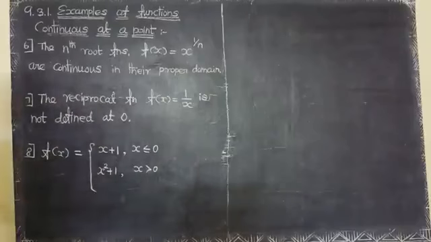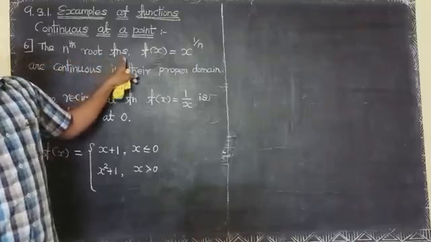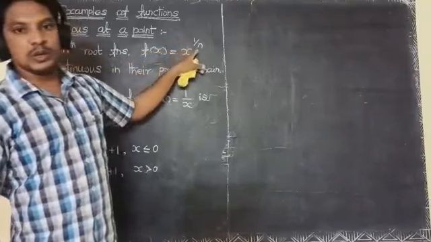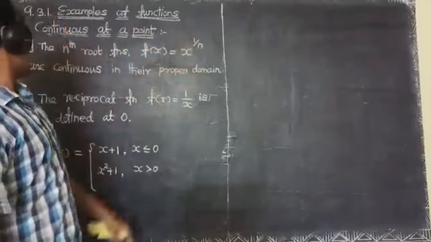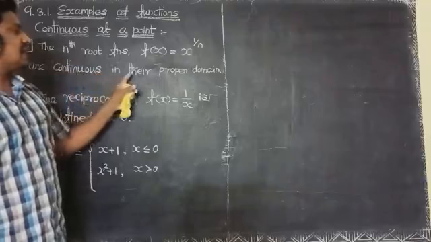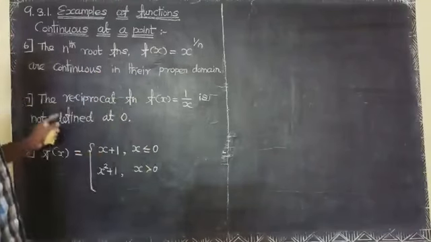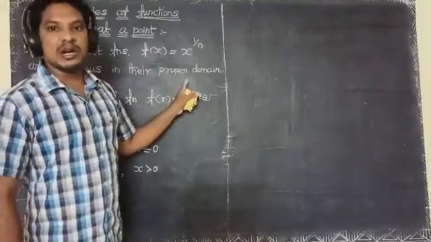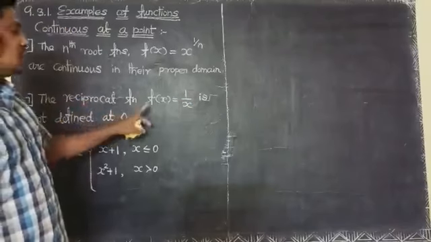Next, sixth point, the nth root functions. f of x equal to x power 1 by n. Square root means x power 1 by 2. Cube root means x power 1 by 3. Nth root means x power 1 divided by n. These are continuous in their proper domain. Seventh one, the reciprocal function f of x equal to 1 divided by x is not defined at x equal to 0.